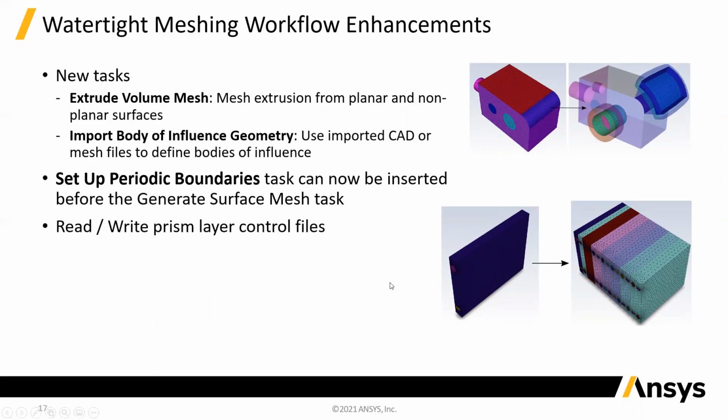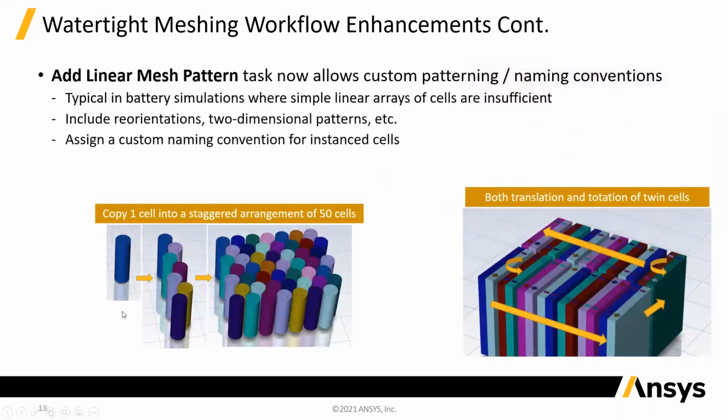For those with large jobs that they need to reuse, you can read and write prism layer control files. There's also been more flexibility in patterning. So as well as doing linear patterns, these can now be treated in a more complex way. So you can take the mesh of an object here, copy that into a zigzag pattern, and then linearly copy that zigzag to make that stack. Or you can translate and rotate cells here.